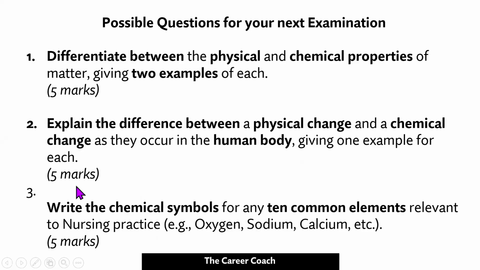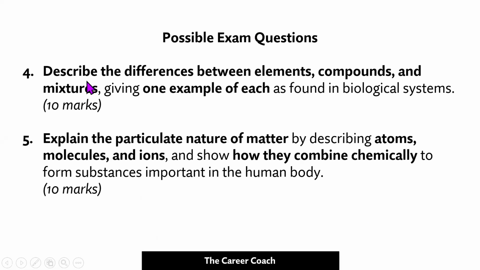example for each. Number 3, write the chemical symbols for any 10 common elements relevant to nursing practice: oxygen, sodium, calcium, etc. Question number 4, describe the differences between elements, compounds, and mixtures, giving one example of each as found in biological systems. Number 5, explain the particulate nature of matter by describing atom, molecules, and ion. Show how they combine chemically to form substances important in the human body.